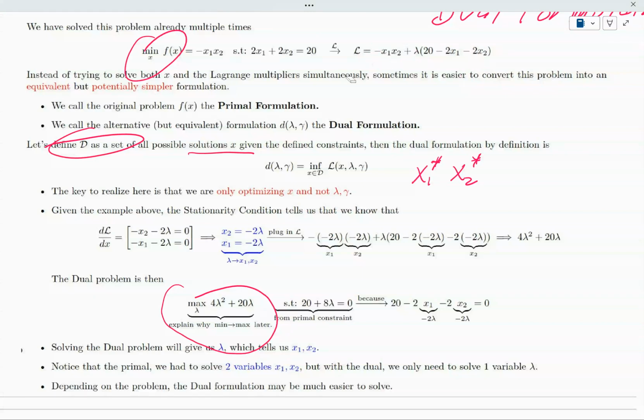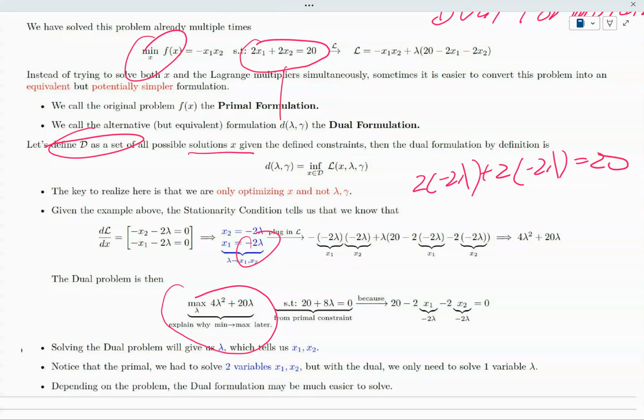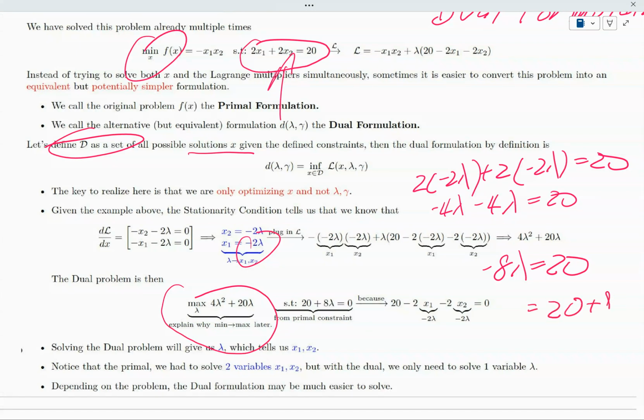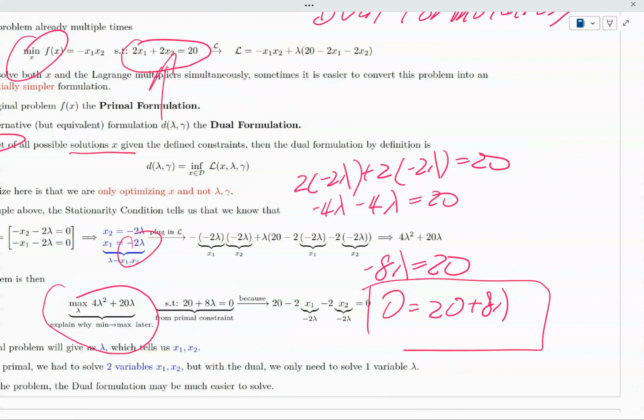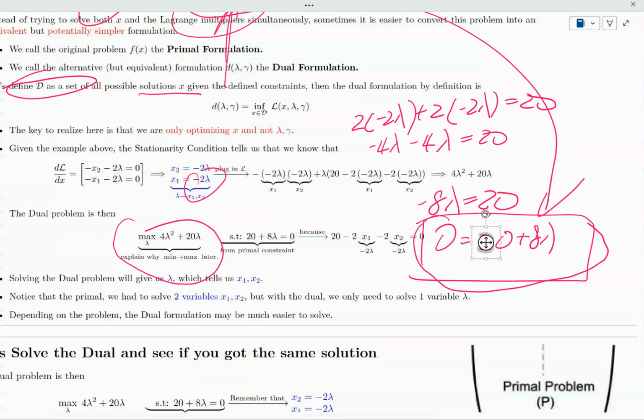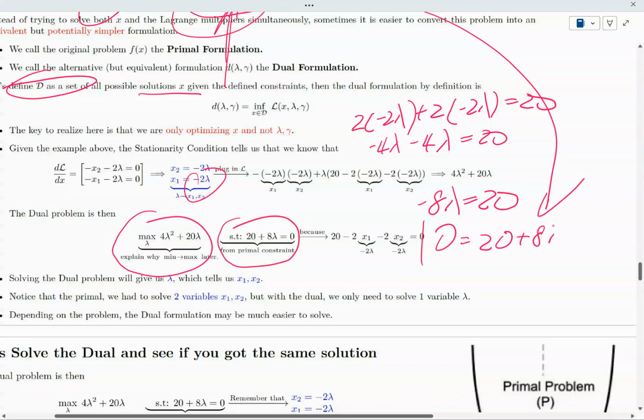And let's look at the constraint. The constraint is saying that 2x1 plus 2x2 is equal to 20. So it means 2 times x1, which is minus 2 lambda, plus 2 times x2, which is also minus 2 lambda, is equal to 20. This implies that the primal constraint is minus 4 lambda, minus 4 lambda again, equal to 20. So that's minus 8 lambda is equal to 20. Therefore, 20 plus 8 lambda is equal to 0. So this is the constraint. If we plug the optimal solution into this constraint, we get a new constraint. This other constraint is the dual constraint. So now that we have the dual, here is the constraint for the dual: 20 plus 8 lambda.